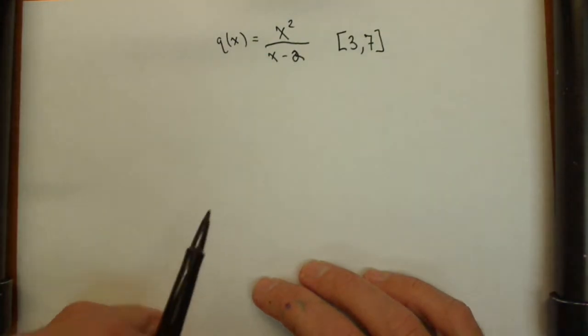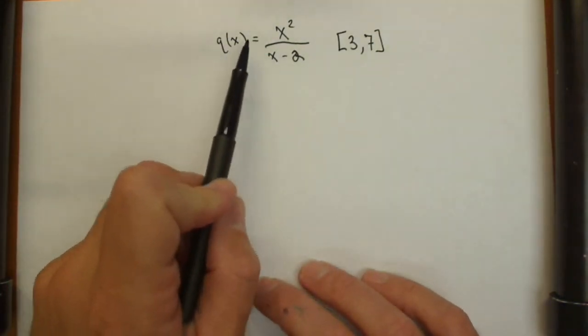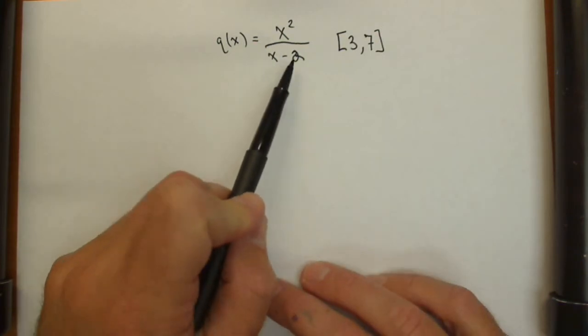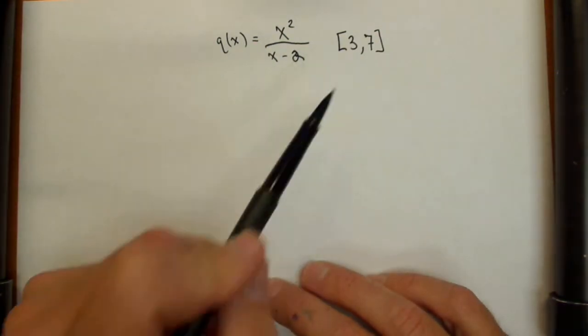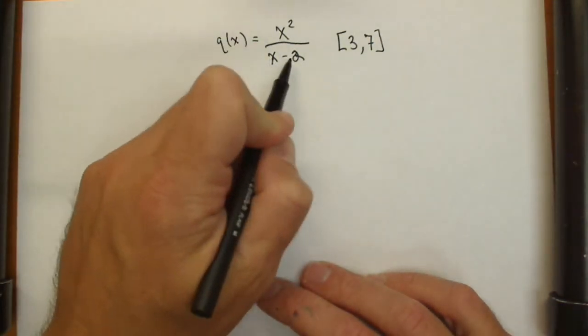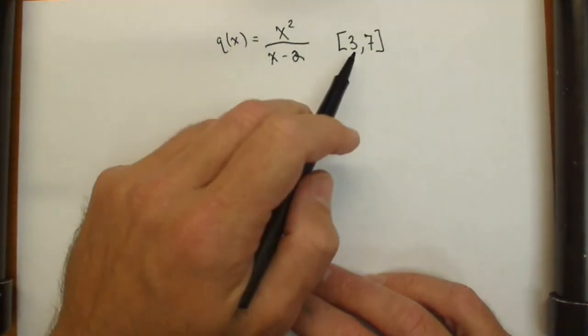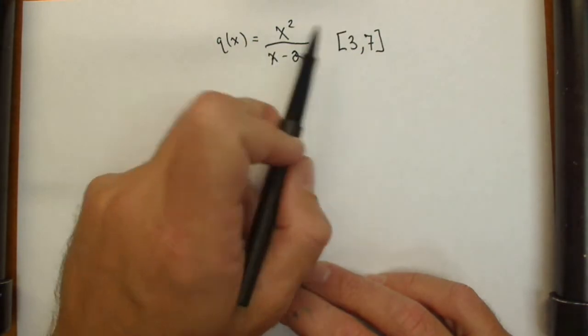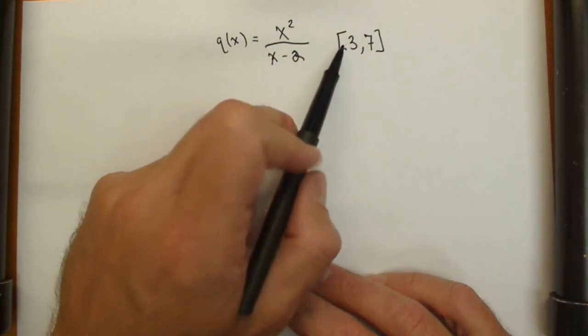In this video, we're going to do an example of the extreme value theorem of the function q of x equals x squared over x minus 2 on the interval from 3 to 7. Now, this is not a function that is continuous everywhere. There's a point of discontinuity at 2, but that's not in our interval. This function is continuous on this interval.